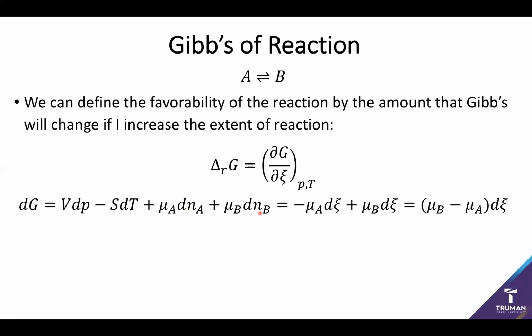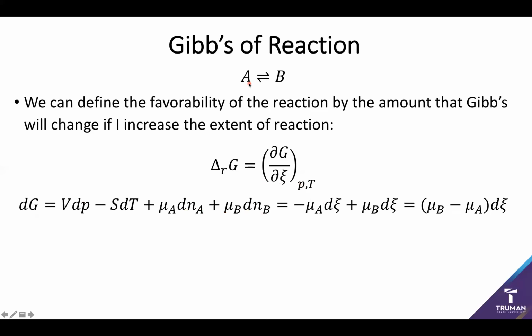Now, one of the things we can do is, since I'm looking at the change in free energy, well, I've already confined myself to constant pressure and temperature. So these first two terms will essentially disappear. But that still leaves me with two variables. And this is where extent of reaction essentially kind of comes to the rescue.